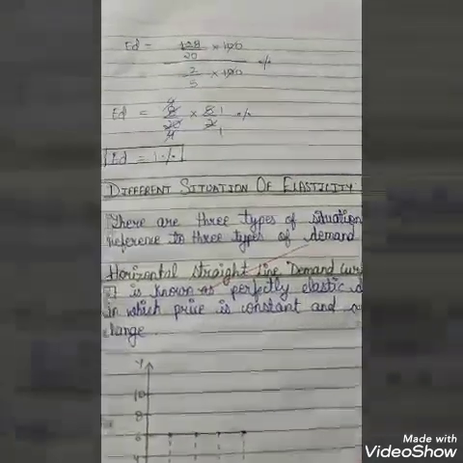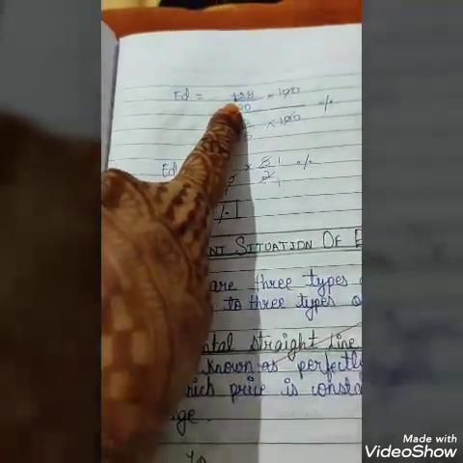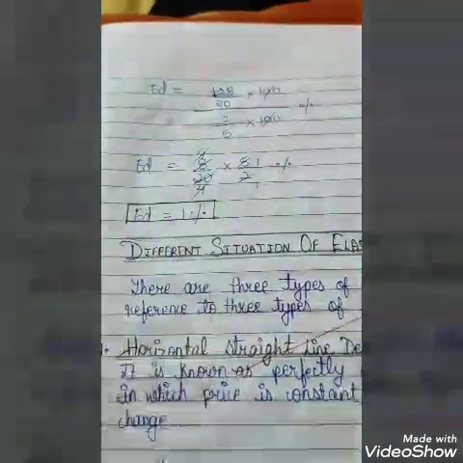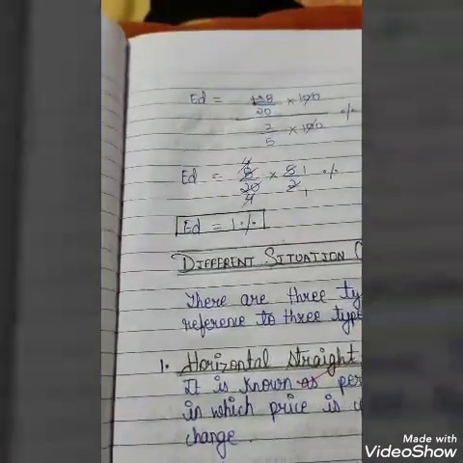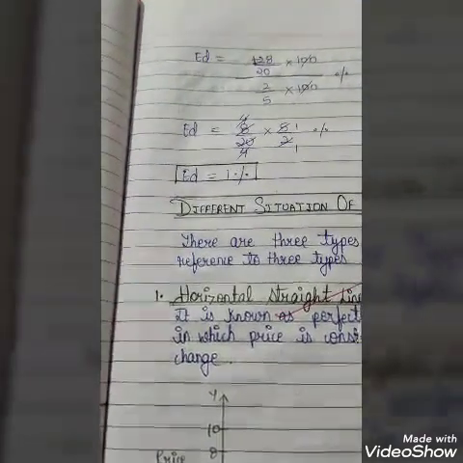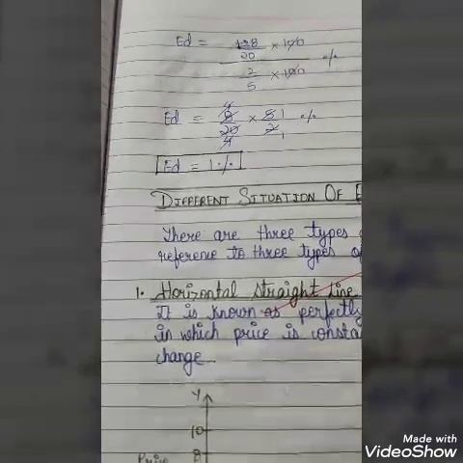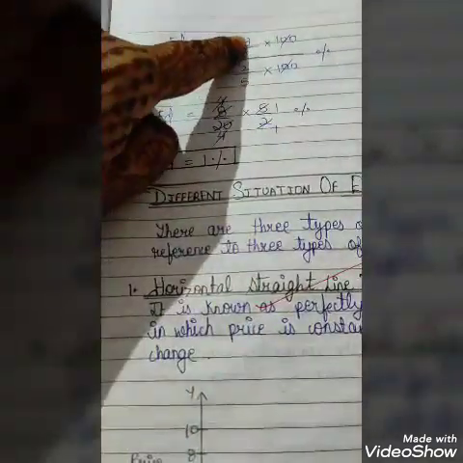Here ED equals, the change in demand is 8. Firstly the demand is 20 and then it changed to 12 units, so the difference between them is 8.